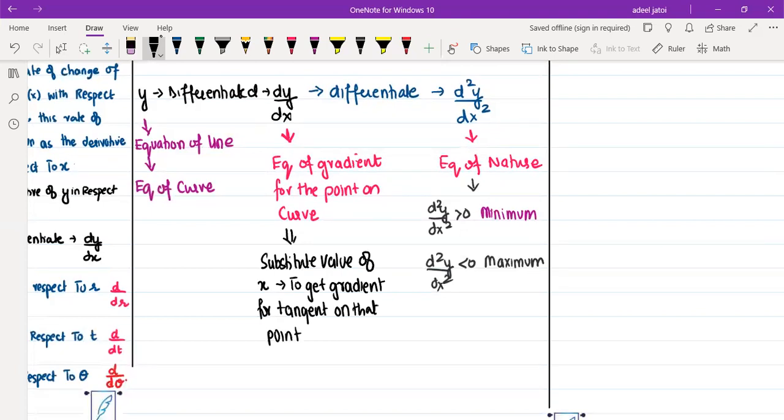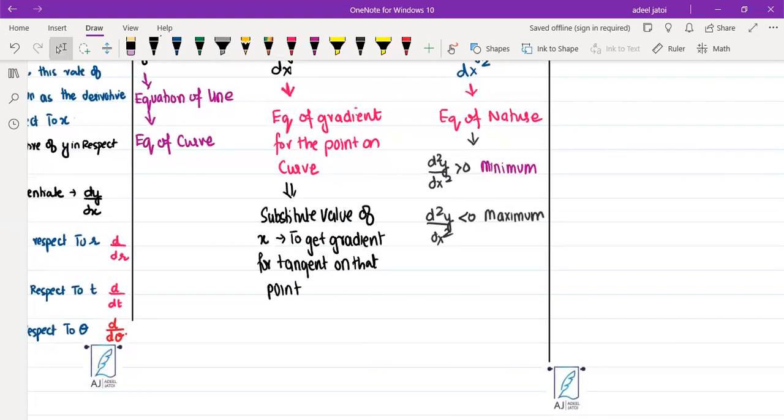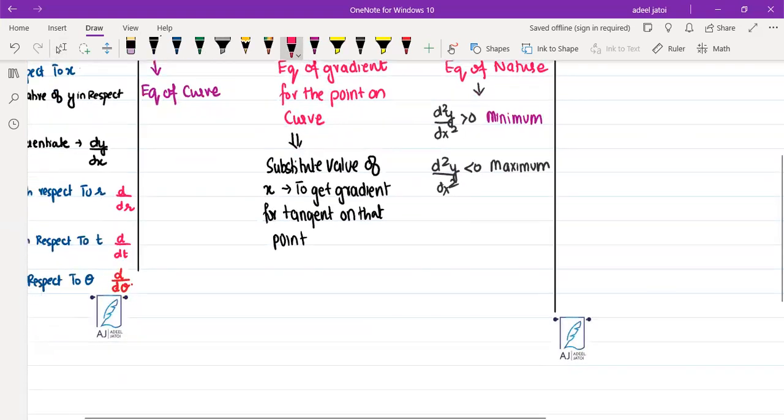That means the equation of gradient for the point on the curve comes to dy upon dx. When we have the equation of the gradient, what do we do? We substitute the value of x to get the gradient for the tangent at that particular point. Now, what can happen next once we have the gradient?